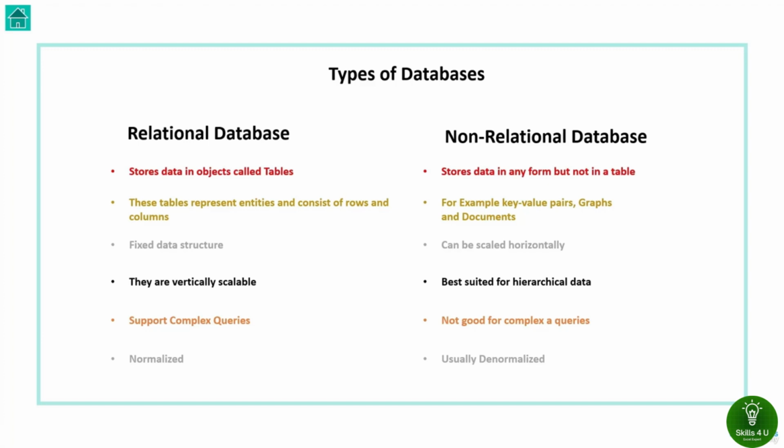Non-relational databases. 1. They store data in any form except in the table form. 2. For example, they could store data in graphs and key value pairs, or they could support hierarchical and dynamic modes of visualization. 3. They can be scaled horizontally. 4. Because of what we mentioned before, it is the best kind of database for hierarchical data. 5. But it is not good for complex queries.